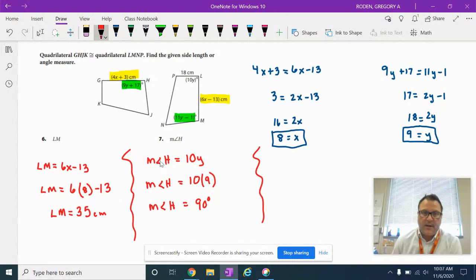And then how did I find the measure of angle H, what they wanted me to do? Don't worry about these numbers here. They're from the examples that I snipped from the book. I have the measure of angle H equals 10y, okay? Because I know that H and L, the measure of angle H. One second, let me just make sure I did that right.